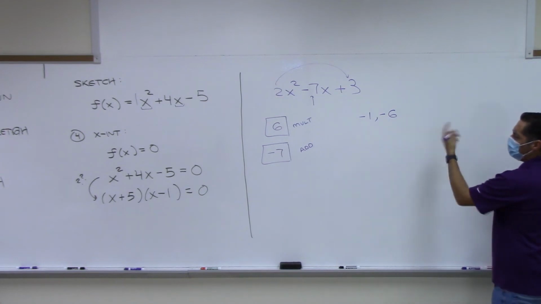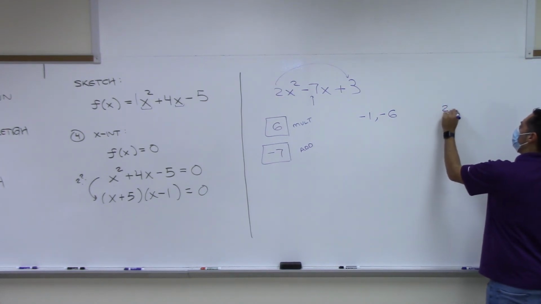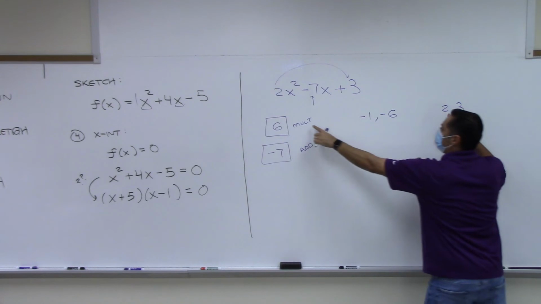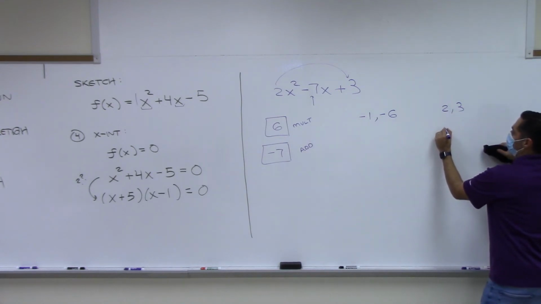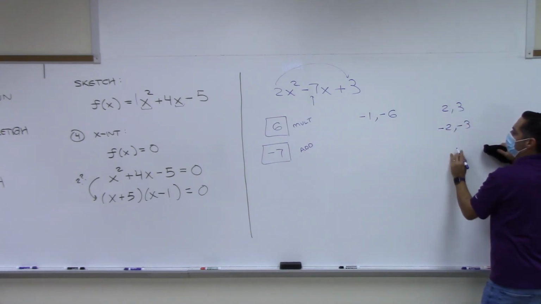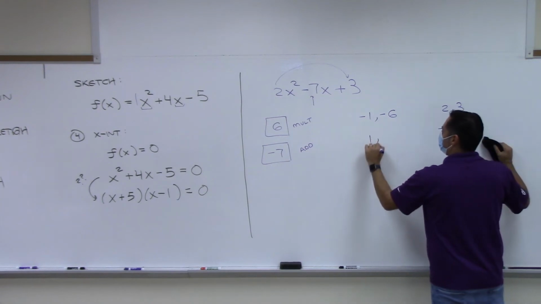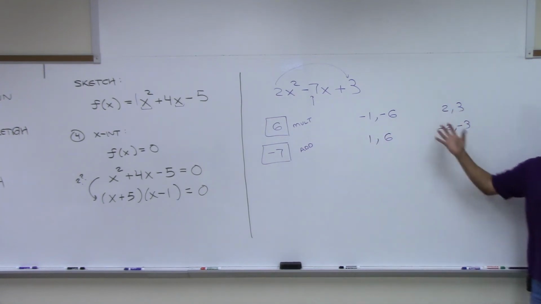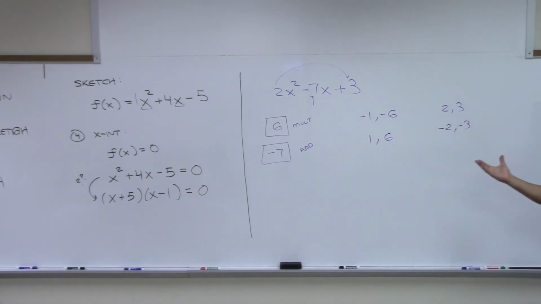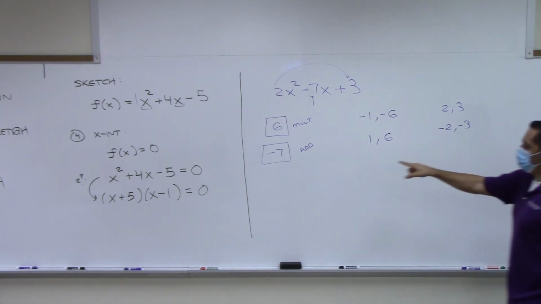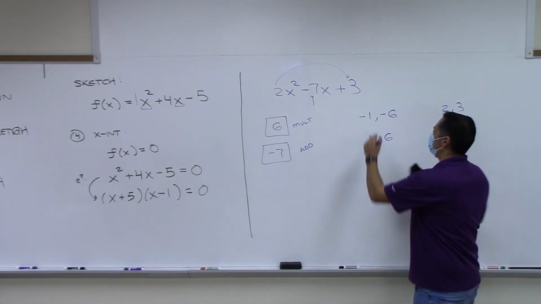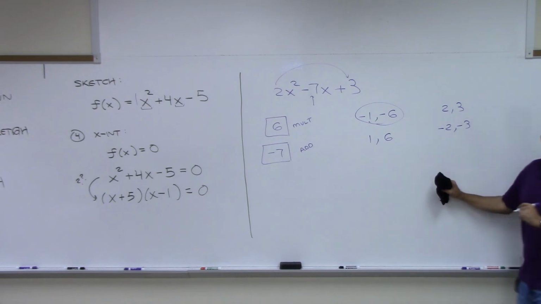Let me list out a bunch of the other ones. 2 and 3 multiply to be 6, right? Let's see, we could do -2 and -3. We could also do 1 and 6, right? Do you agree all of these pairs of numbers multiply to be 6? But only one of them adds up to be -7, and that's this one. Do y'all see that?